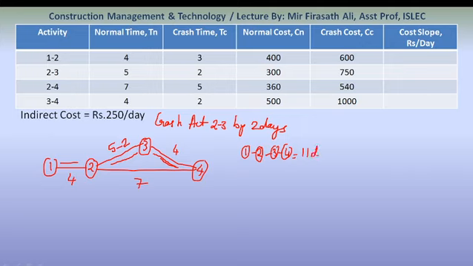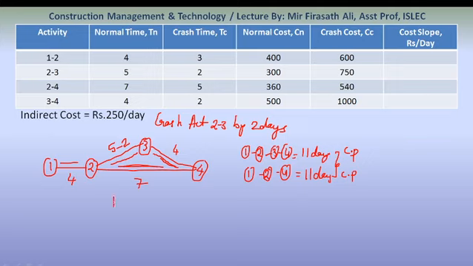Activity 1 to 2, 2 to 4 is also 11 days. Now both paths become critical paths. Now we have two critical paths. This is a critical path and this is also a critical path. Once we get these two critical paths, we need to simultaneously crash the activities from the next step.